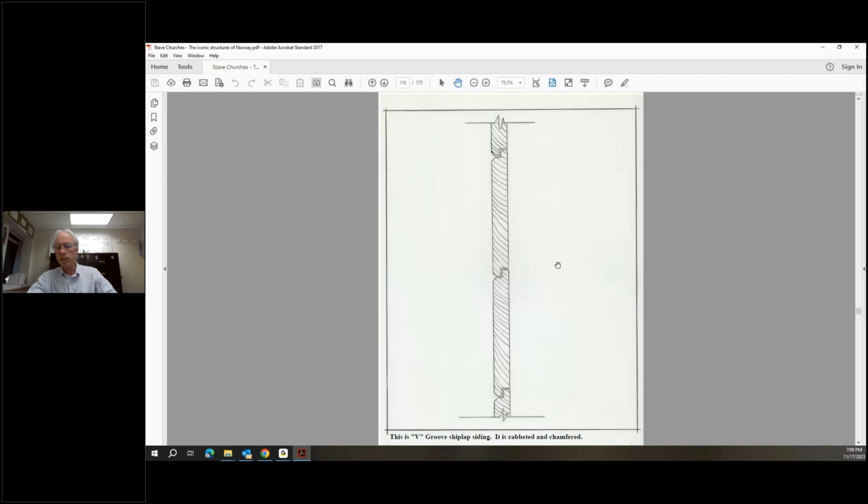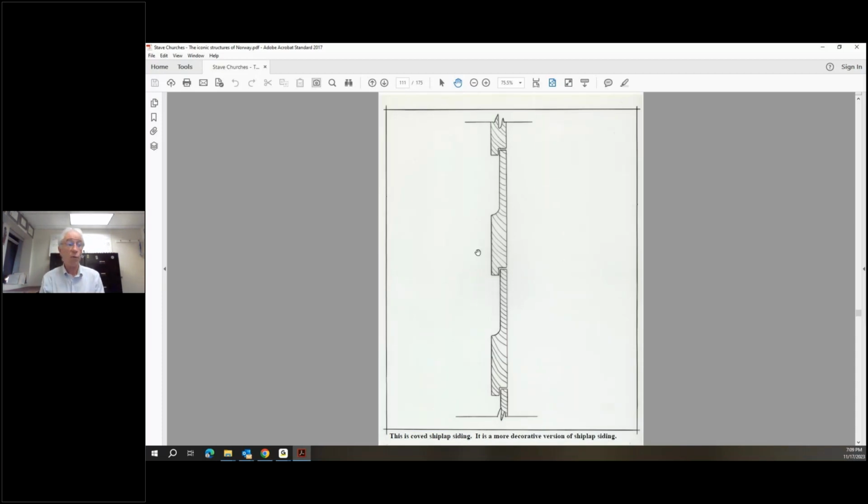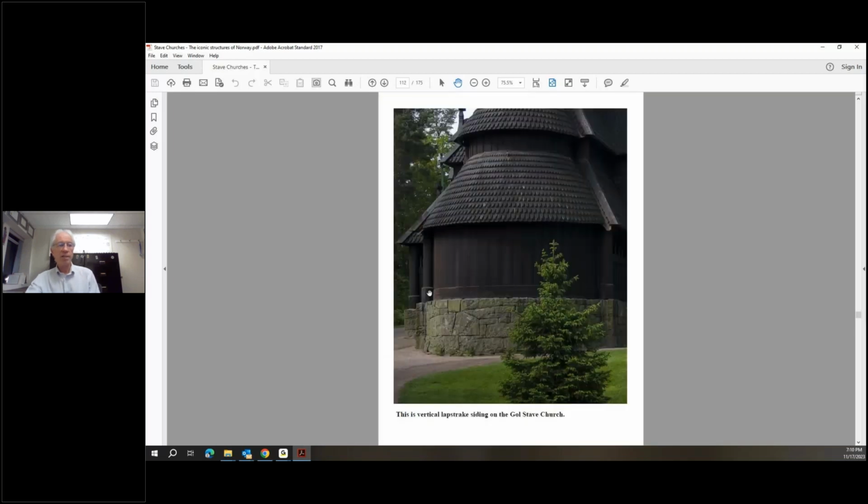And then this one, didn't see this in any of the Stave Churches, but I threw it in here as a more decorative form of siding. This is called coved shiplap. Still rabbited at the one end, but this cove just has more highlight and more shadow lines that you can see. So examples of this siding.